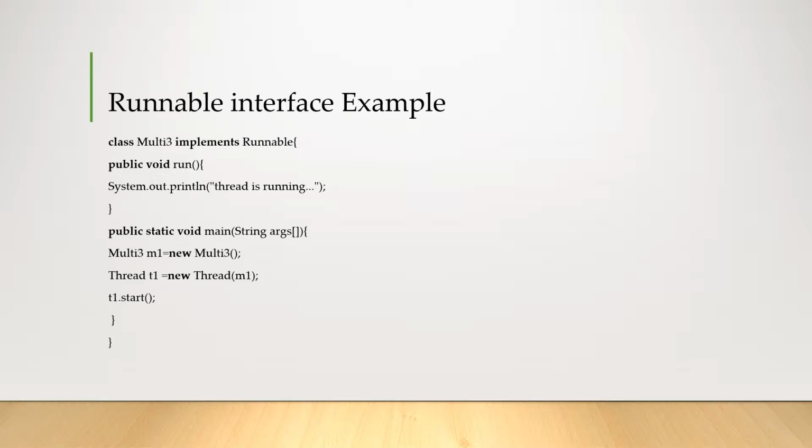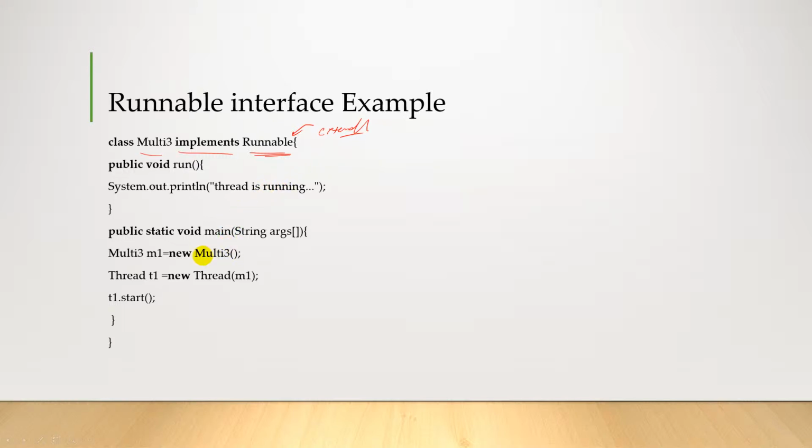And as I already told you, this is the preferred way, because suppose this is the class and we are implementing the Runnable interface, then we still have scope to extend something, isn't it? So that's why this is the preferred way. But anyway, let's see how we can create a thread by using the Runnable interface.